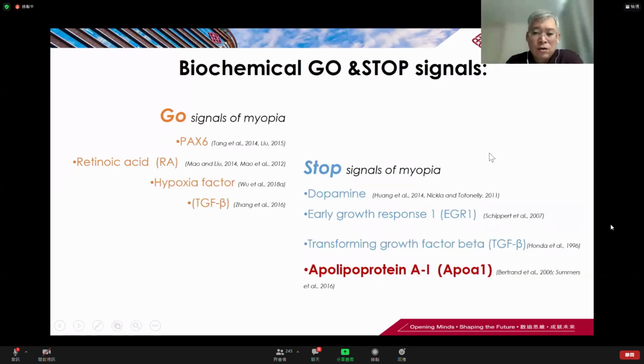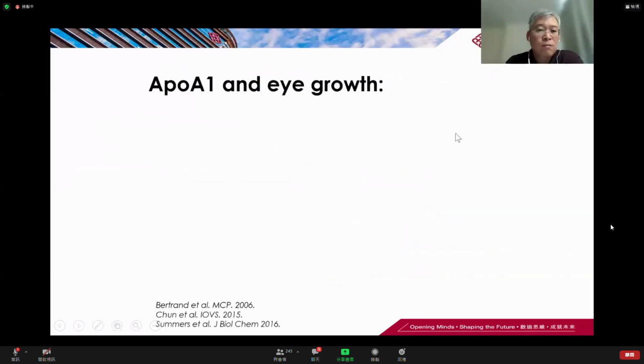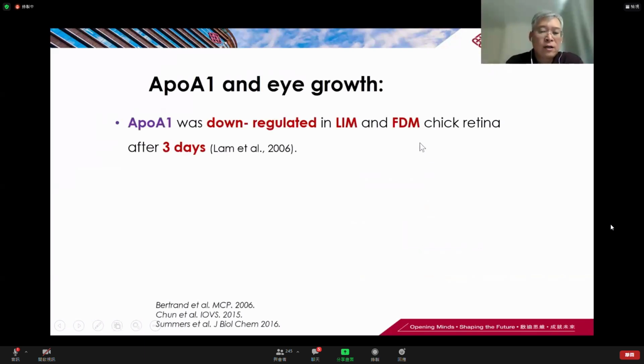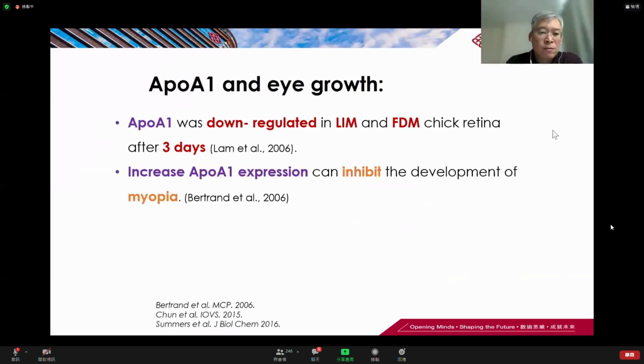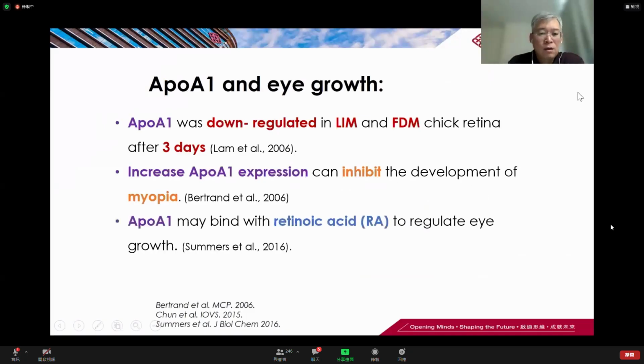Today I'm going to talk about apolipoprotein A1, which our lab has spent some time looking at. So far we know ApoA1 was downregulated in the LIM and FDM after a few days of observation. You also know that increasing the ApoA1 expression using therapeutic means can inhibit or slow down the development of myopia in, again, chick models.